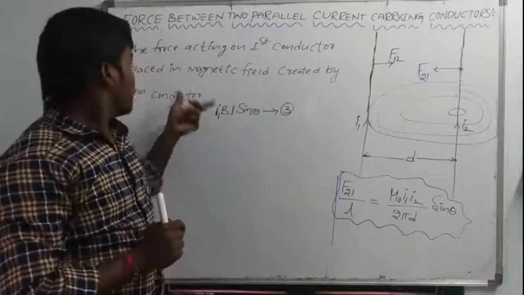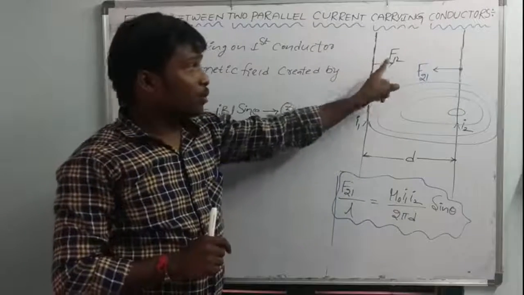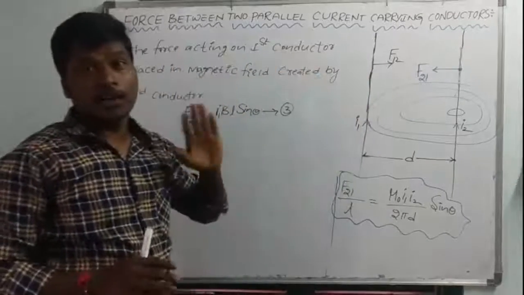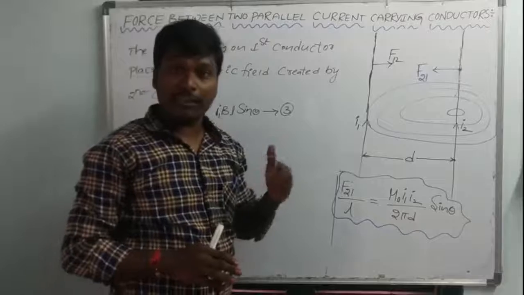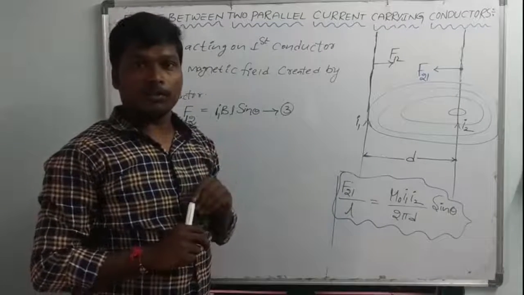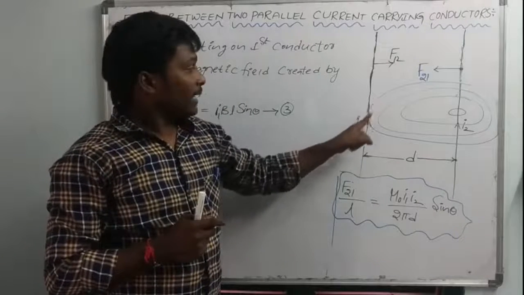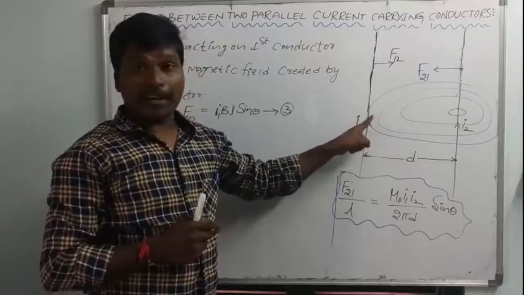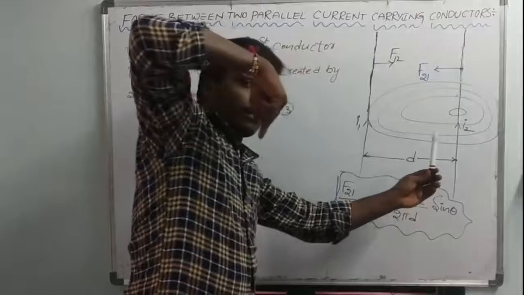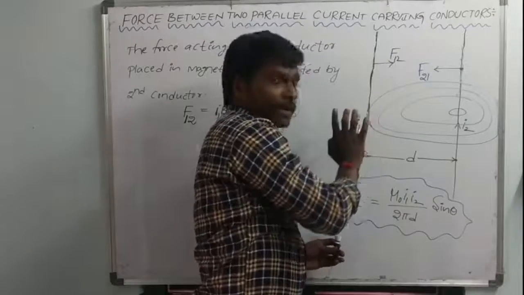So here is the force acting on the first conductor due to the second one. What is the direction of the force? This direction. How did I find it here? By the use of Fleming's left hand rule. Okay, now you can remember that. So at this point I have to find the magnetic field. I told you the magnetic field direction is outward.